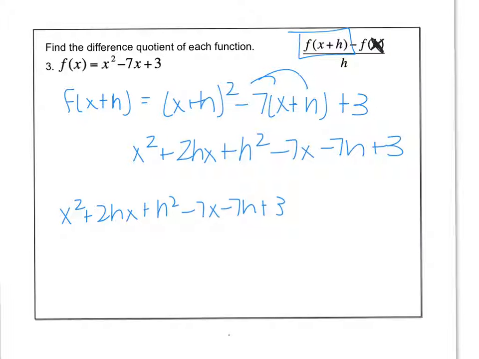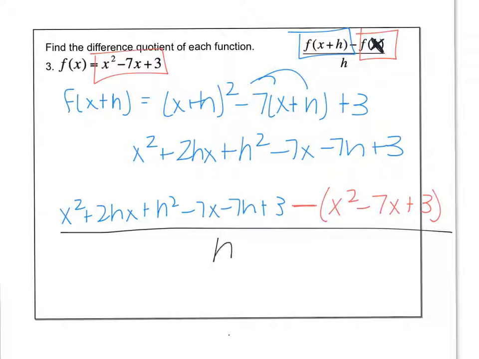Then it's going to be minus, it's always minus. The second part says I have to plug in f of x, so that's that original part up there. Again, when you do the minus, you need to put that part in parentheses so that you subtract properly. So minus that f of x in parentheses. That's what I plugged in here. Plug that in. All over h.